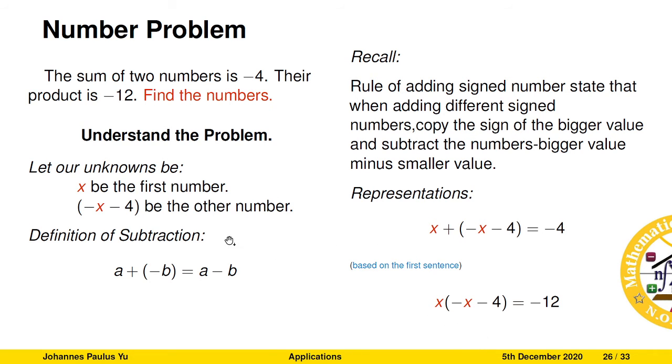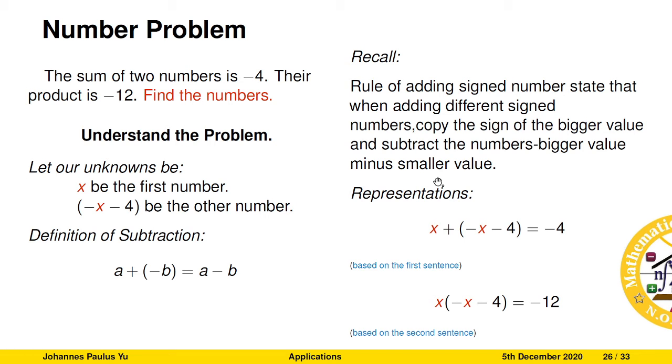Representations: based from the first sentence, we have two possibilities. We are adding two numbers that are both negative. That is the first possibility, so the answer is negative. And the second possibility is we are adding one number which is negative and the other must be positive. And since the answer is negative, the bigger value must be a negative number.